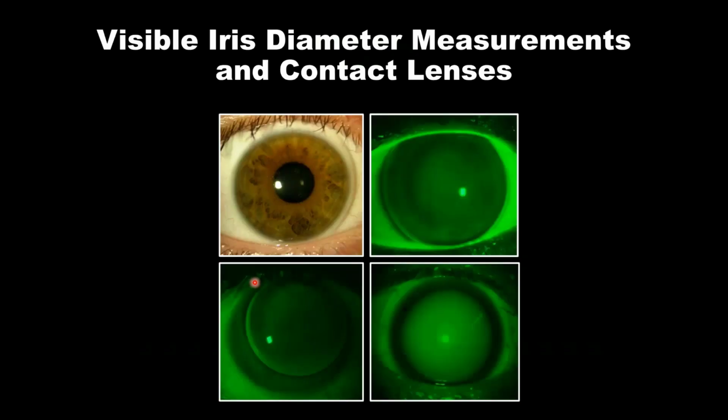Now let's talk about some other things that the topographer can do related to us fitting contact lenses. And one of those super simple things is visible iris diameter. For all of these patients, if we would have done a better job measuring the VID, we might have had a better contact lens outcome. We might have had a higher first fit success, but all of these lenses were poorly chosen because we weren't paying attention to the VID.